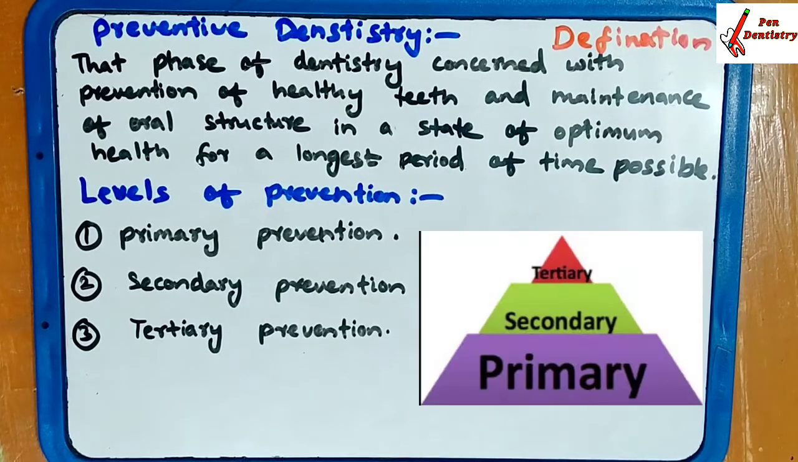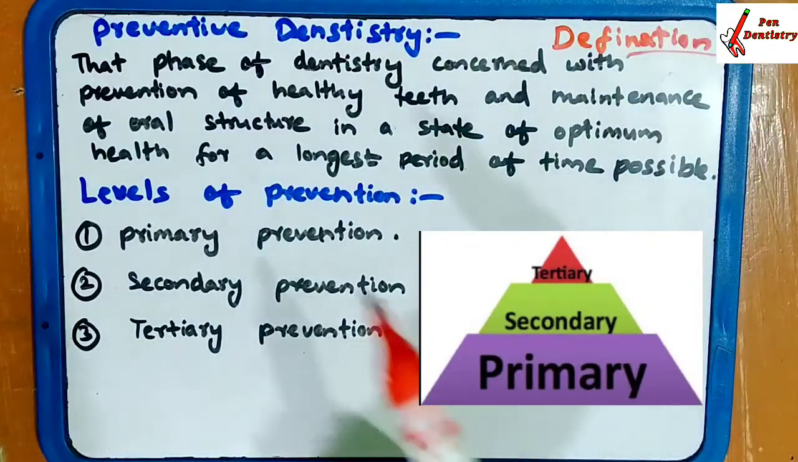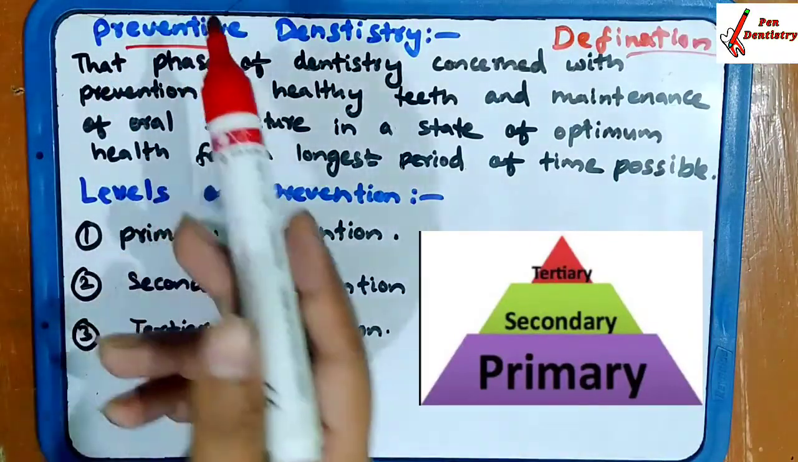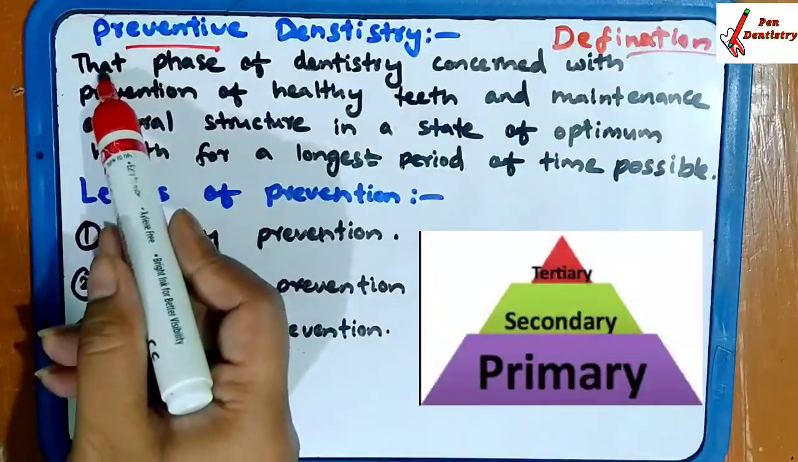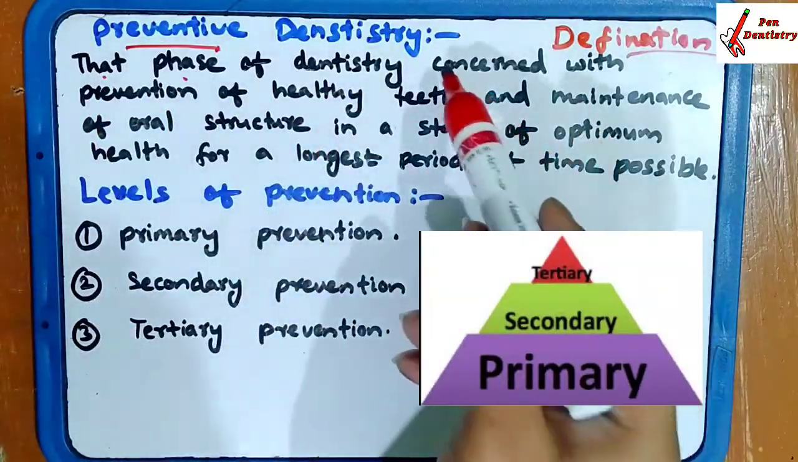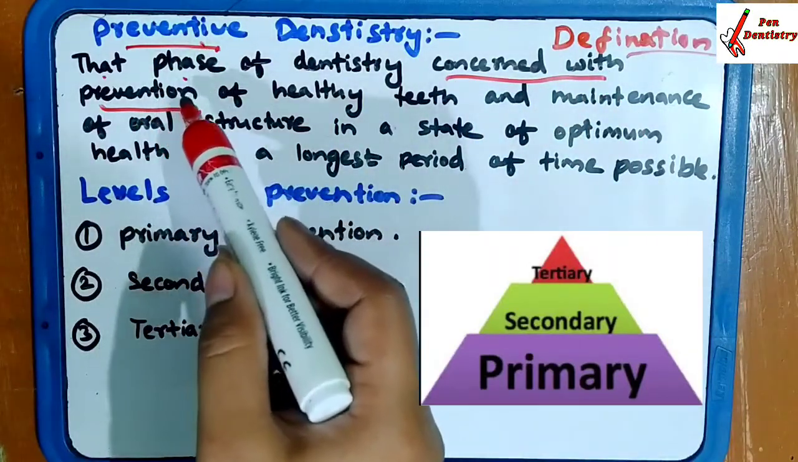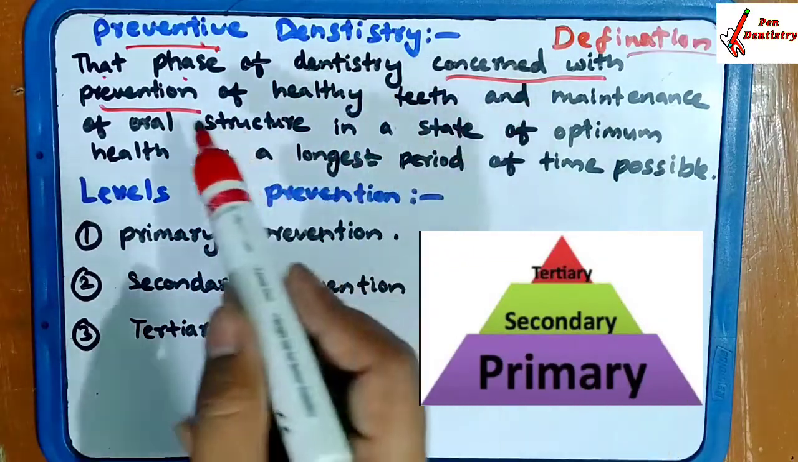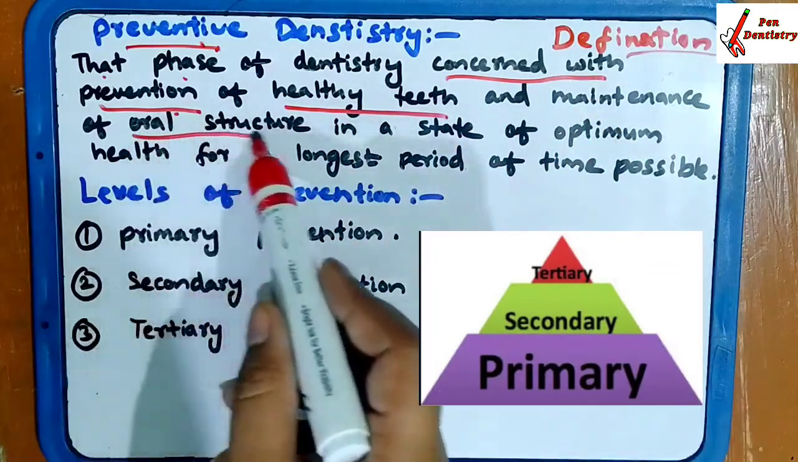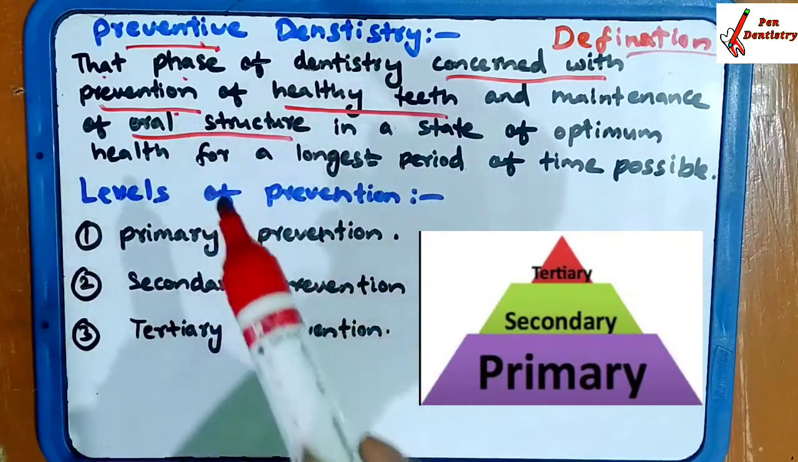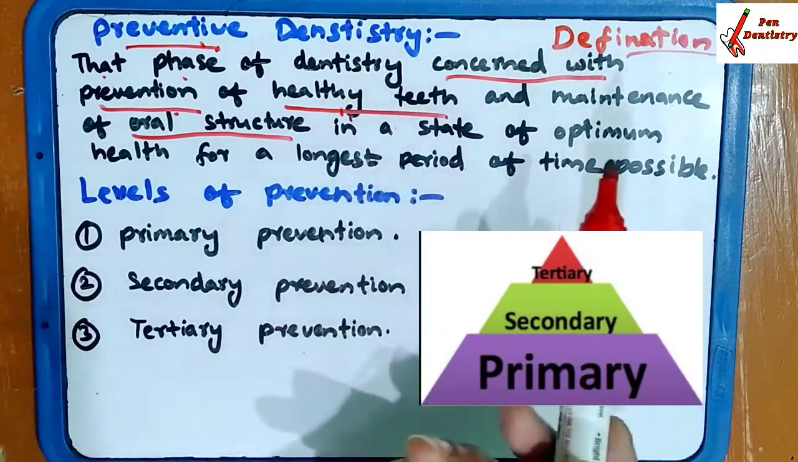Preventive dentistry. The definition of preventive dentistry is that phase of dentistry which is concerned with the prevention of disease, the maintenance of healthy teeth and the oral structure. That means you are going to maintain healthy teeth and maintain the oral structure.